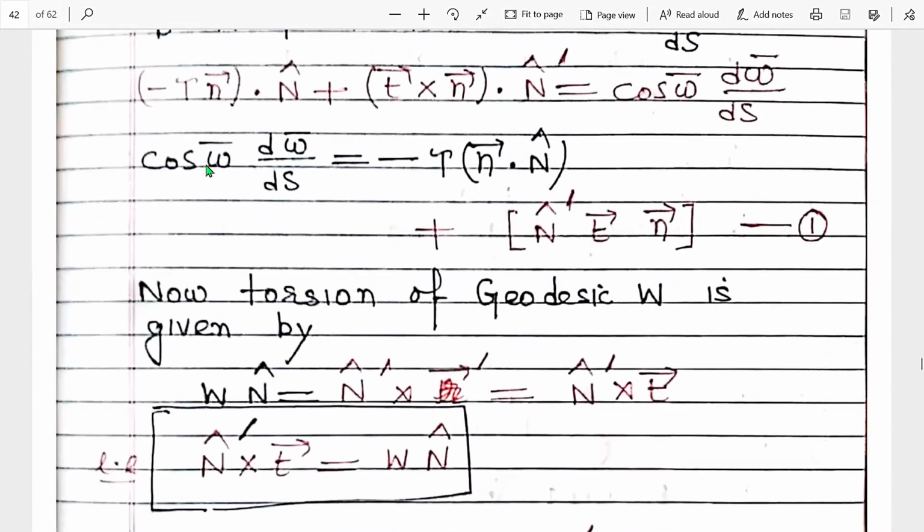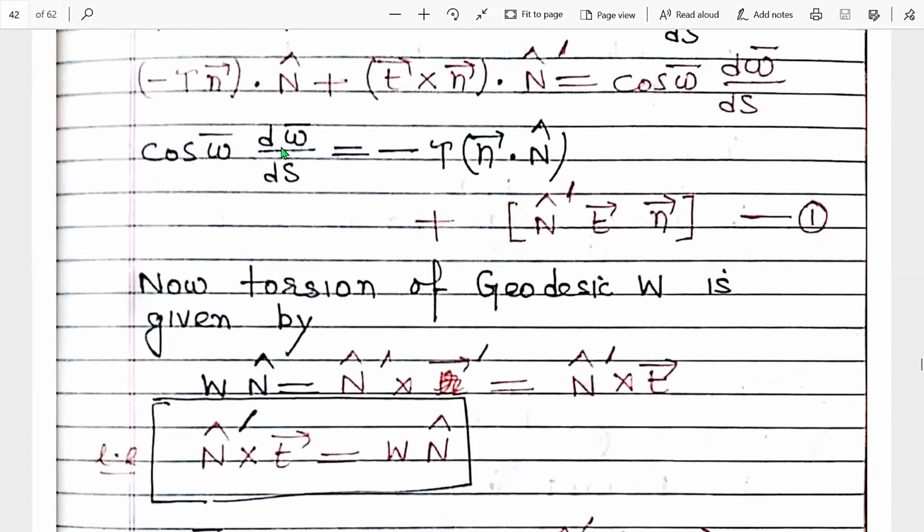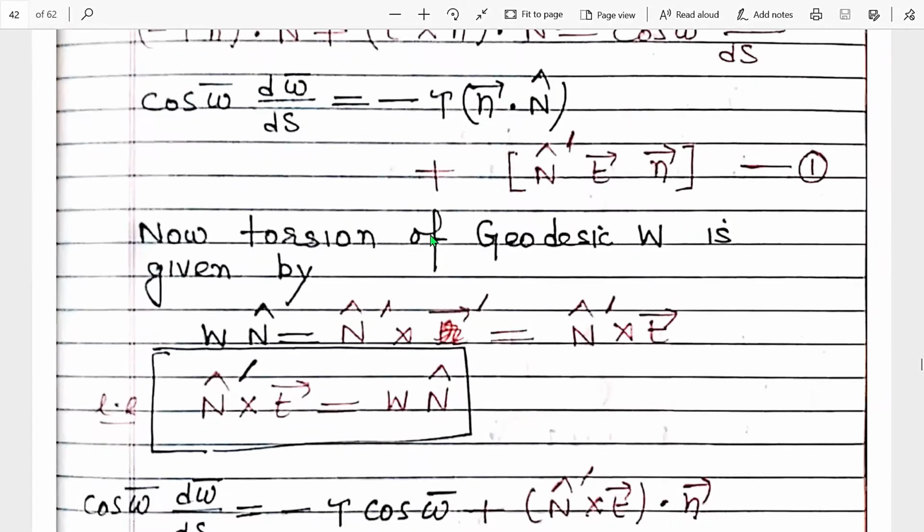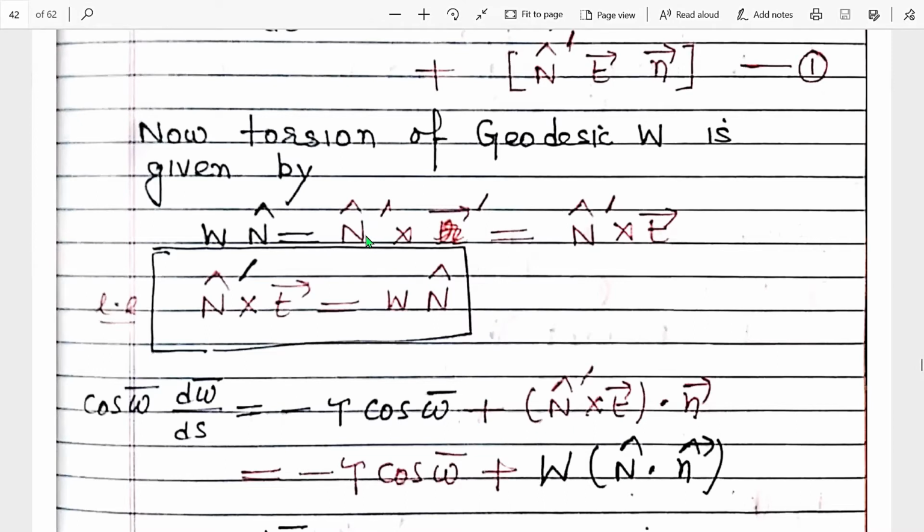Now this value cos w̄ dw̄/ds is equal to minus tau, small n vector into capital N, plus this scalar triple product, which is T, small n and capital N. So this can be written as n dash, T, small n. Now the torsion of the geodesic W, which we already discussed in the previous lectures, is equal to W = n dash cross R dash. Since R dash is equal to T, the unit tangent vector, this value is equal to N dash cross T vector.